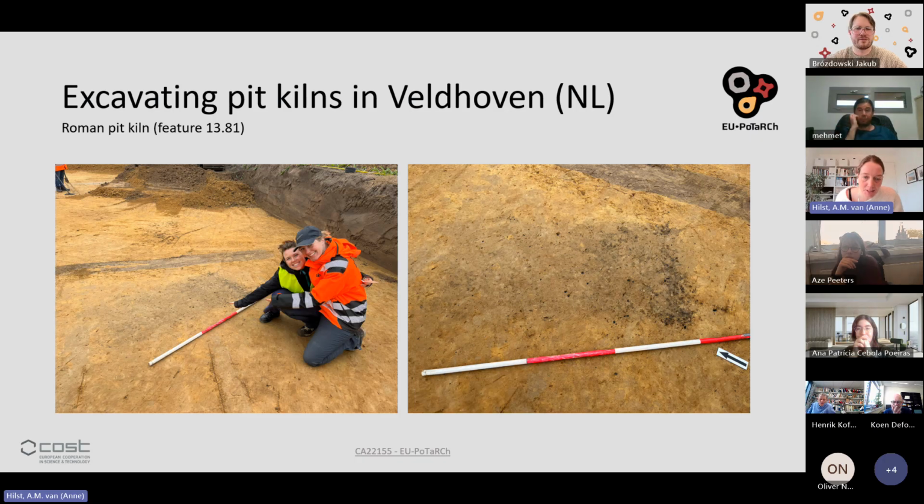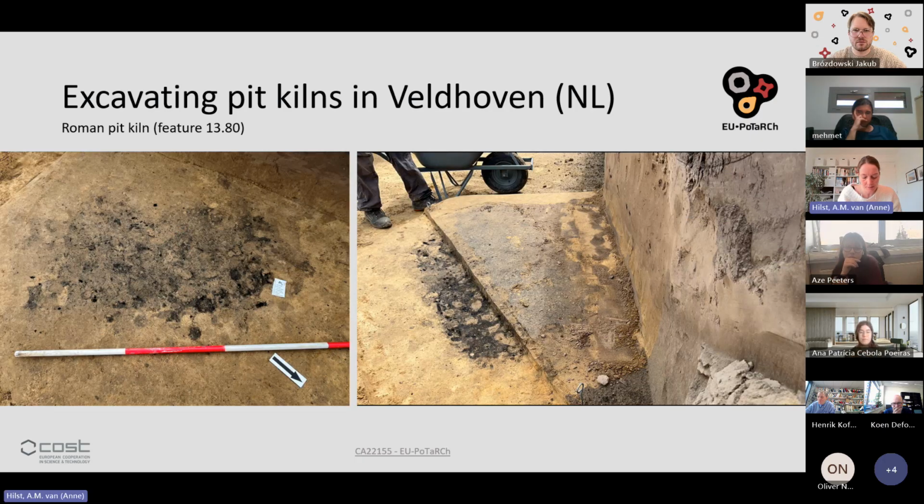So you can see a concentration of charcoal on this side, but what we see is backfill of the pit kiln. Here is another example of a pit kiln where the charcoal is much more visible, which makes the identification easier. And again, this is a rectangular Roman pit kiln, though the edges are still also disturbed. And in the video, you can see a colleague creating a section through the feature.